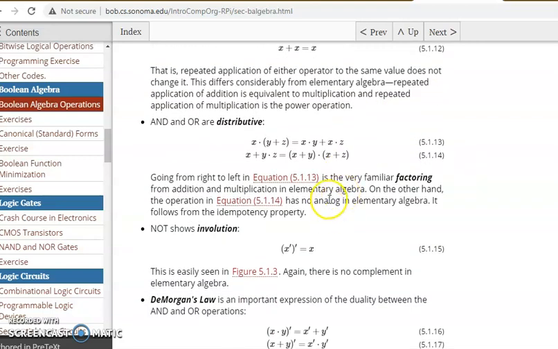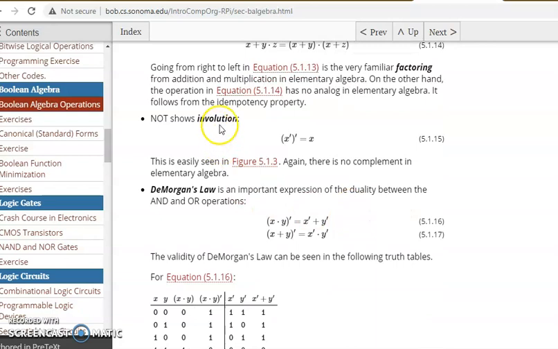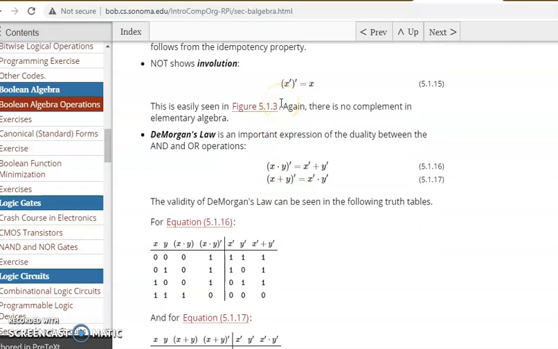And they are distributive, which means that going from right to left, we can factor them, and we can use this idempotency property to pull out: (X plus Y) times (X plus Z) is the same as X plus Y times Z, because X times X is the same as X. And so this is a distributive property that we can bring into play the idempotent property and create factoring. NOT shows involution, which means that if we find the NOT of the NOT, we get the positive.